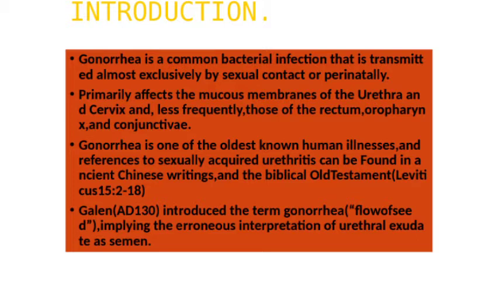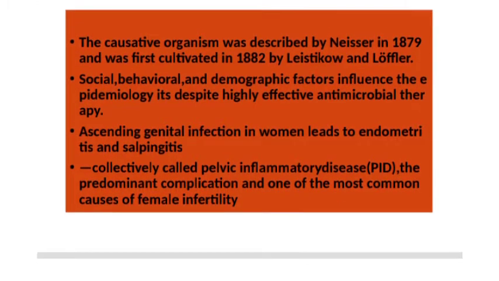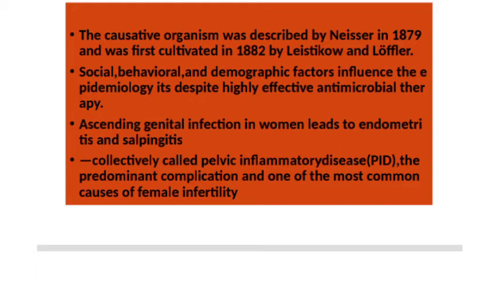Now we have this person called Neisser. Neisser is the person who described the organism causing gonorrhea. And this organism was called Neisseria gonorrhoeae after him because he's the one who described it in 1879. We have Loeffler and Leistikow. These are the people who first cultivated the organism which was described by Neisser. That was in 1882.